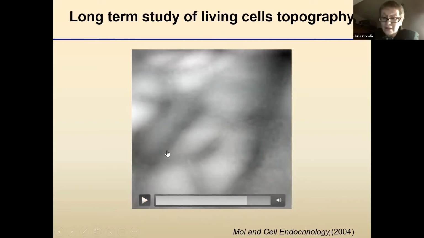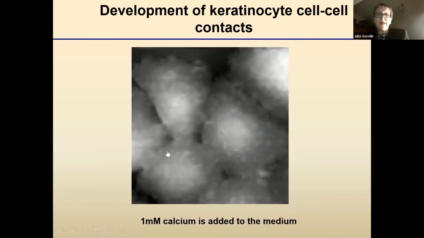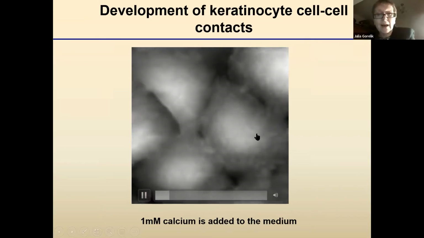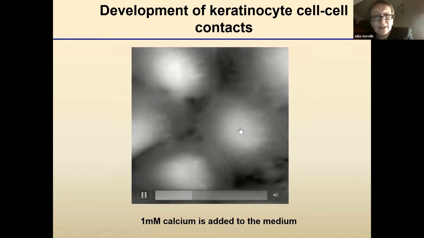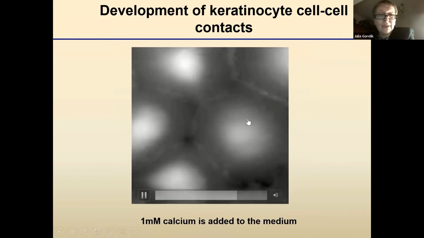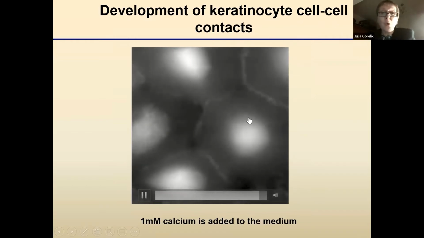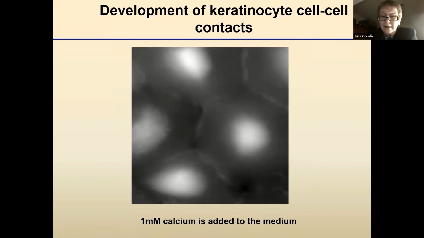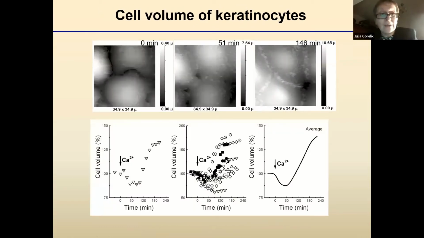Also very interesting, we can check what happens if you add calcium to a monolayer, for example skin cells. You can see how the cells establish contact with each other. It's very important to be able to monitor live cells, and after that you can have all these images and the change in volume after calcium addition.